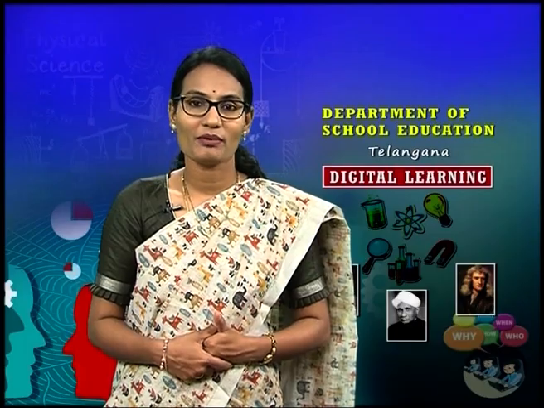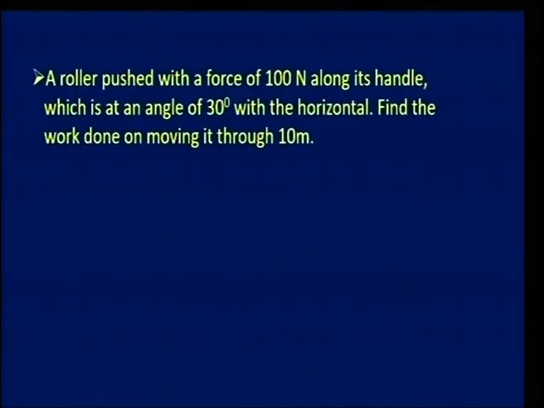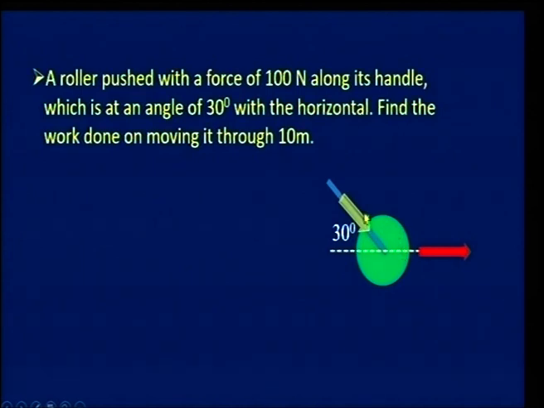Let us do a small application problem, children. A roller is pushed with a force of 100 newtons along its handle, which is at an angle of 30 degrees with the horizontal. Find the work done on moving it through 10 meters. Let's draw the diagram. This is a roller, here the force is acting along this handle, making an angle of 30 with the horizontal line. The roller is moving in the horizontal direction. So the angle between the force and displacement is 30. The force is given as 100, the angle as 30 degrees and the displacement as 10 meters. Let's try to solve this problem, children.